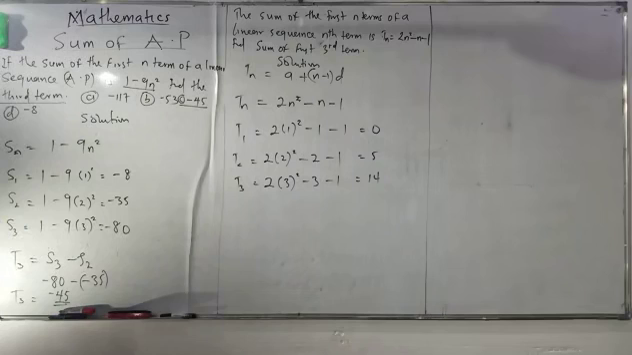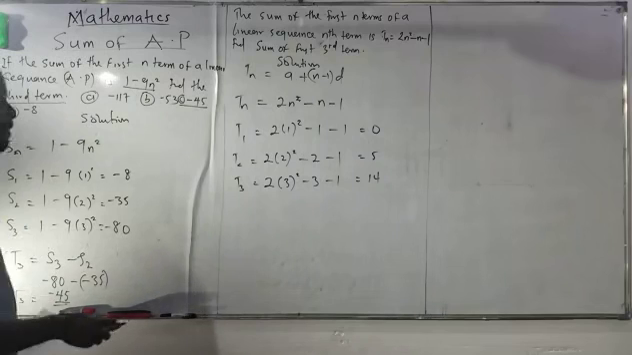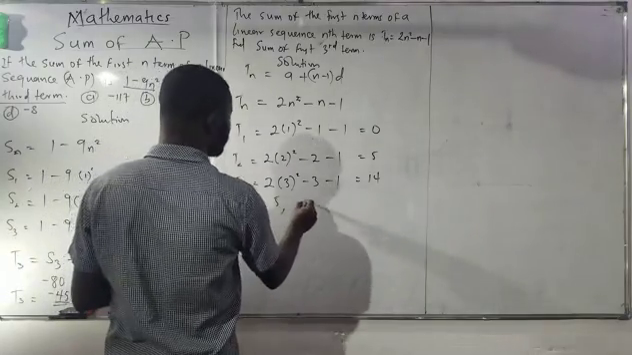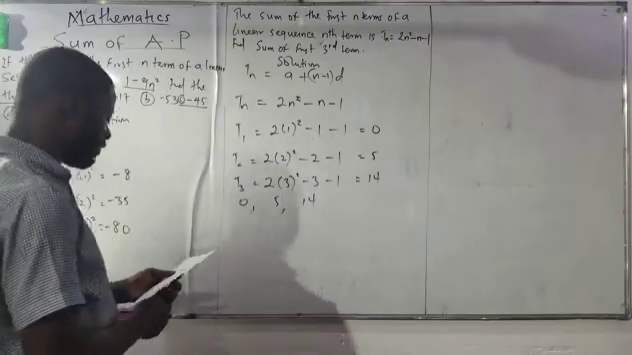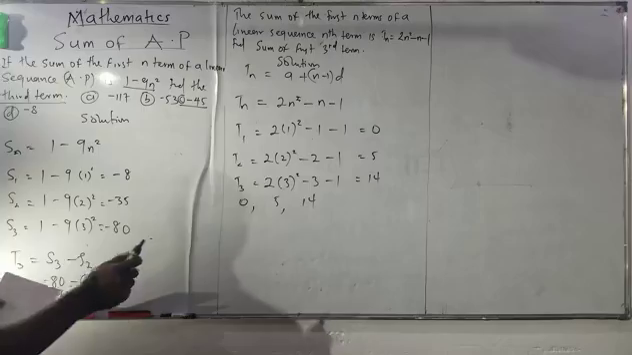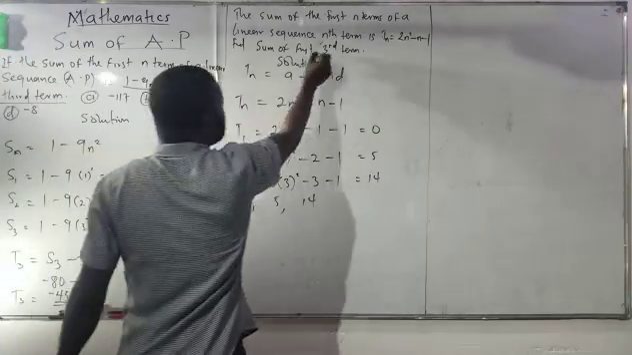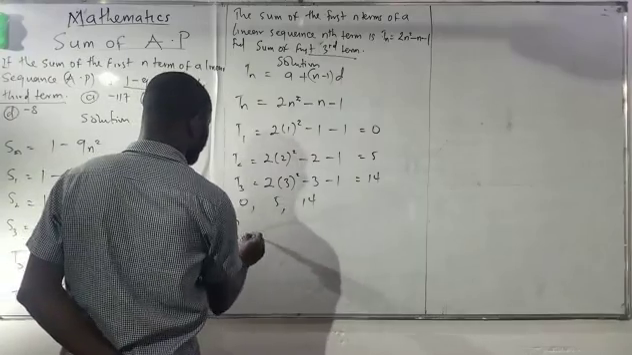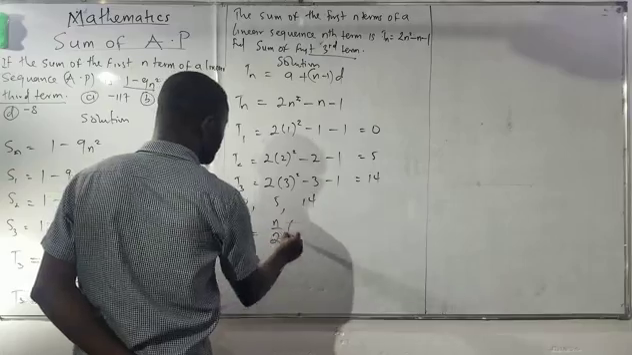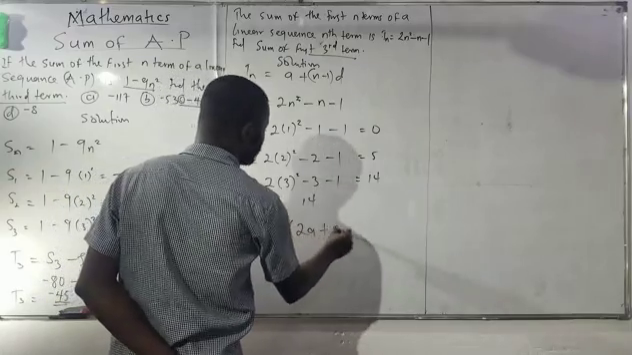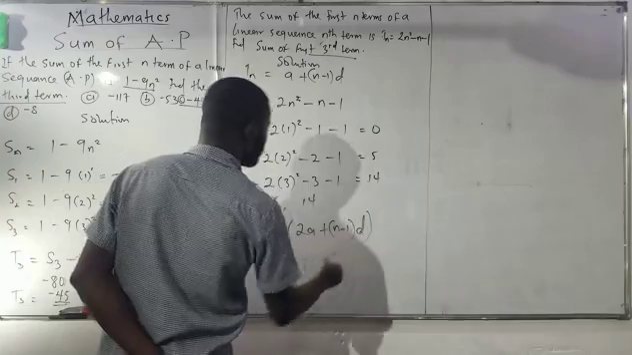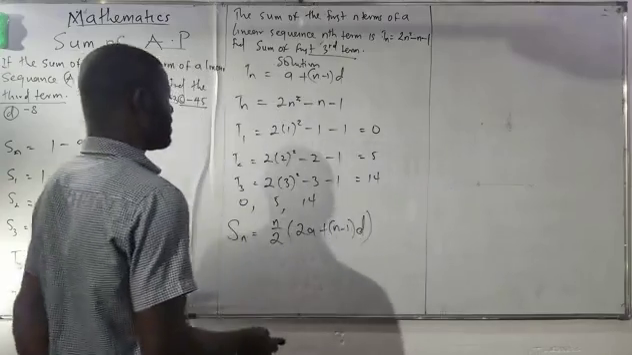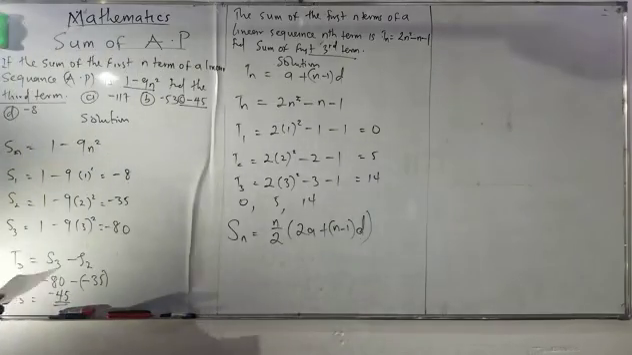At this junction, I think I've gotten something very well. My first term is 0. Second term is 5. Third term is 14. Now, I am asked to find the sum of the first three terms. It means my sum of n will be n divided by 2, bracket of 2a plus n minus 1 d, bracket of 3. Now, at this point, my common difference is always, oh, is that a good pattern? Okay.